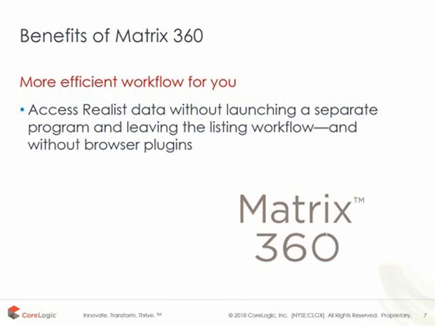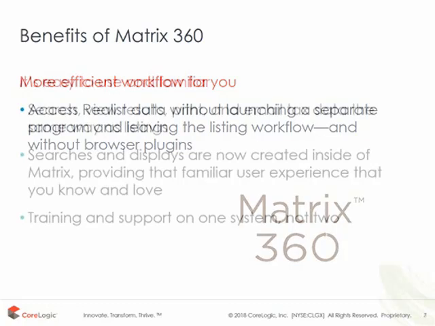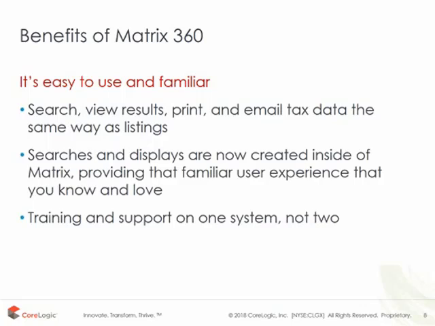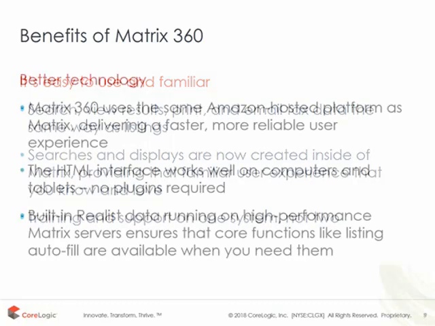What are some of the benefits of Matrix 360? It's a more efficient workflow for you. You can access the RealList data without having to launch a separate program or leaving the listing workflow, and there are no browser plugins. It's easy to use and familiar. You search, view results, print, and email tax data the same way you do the listing data in Matrix. Searches and displays are now created inside of Matrix, providing that familiar user experience that you've come to know and love. And training and support is now done on one system, not two.